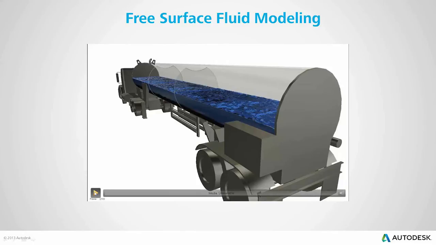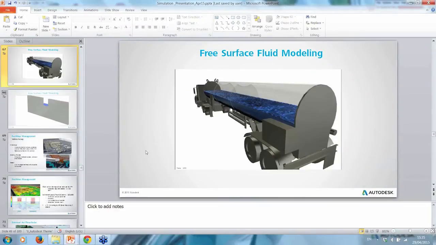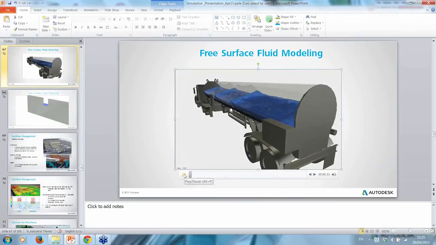So this software can be very advanced. You can look at free surface area flow. So this is the boundary of fluid and air, fluid and gas. And you can look at the effects of designs on preventing sloshing, as we're seeing here.